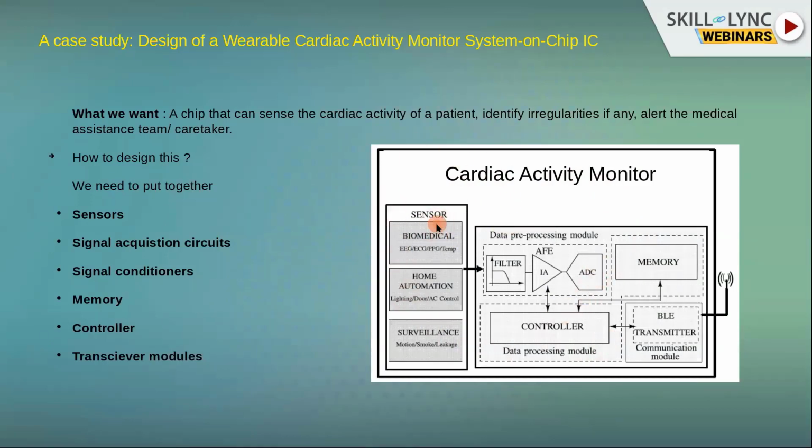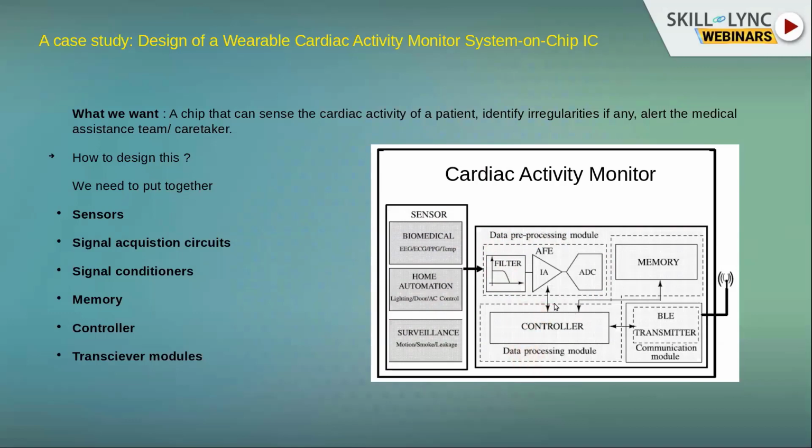Here we have sensors, so in our case it's a biomedical sensor like an ECG. It can also be used for other applications, but let's not look into that. What we are concentrating on is a biomedical sensor application. Here we have a data pre-processing module where signal conditioning and signal acquisition is happening.